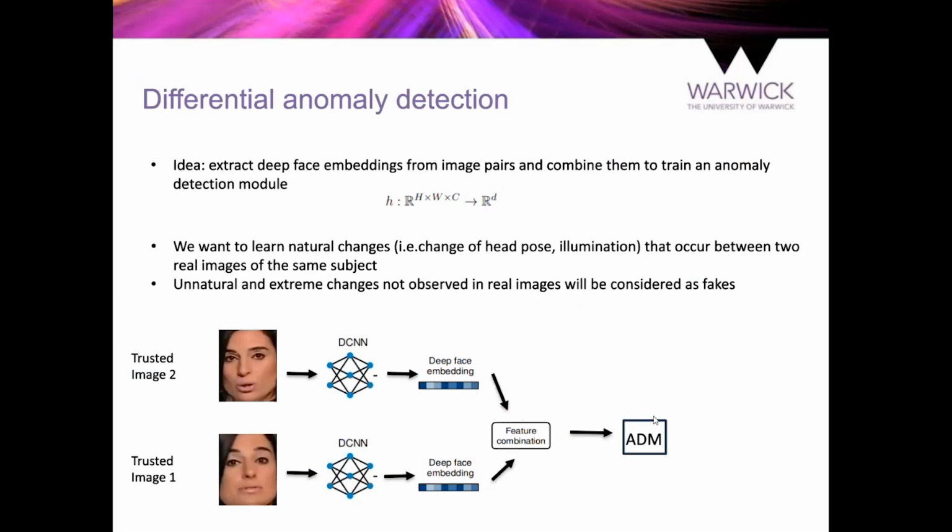So how that looks in training, if we look at the figure below, we have two trusted images of the same person. Then using a deep convolutional neural network, we extract deep face embeddings from those images, we do some sort of feature combination between those vectors, and we use those to train our anomaly detection module. After our anomaly detection module has been trained, then at testing we have again one more trusted image, and now we also have a suspected image that we don't know if it's real or fake. We extract the deep face embeddings from those two images, combine them with our feature combination module, and pass them through the anomaly detection module, which will classify, hopefully correctly, this combined feature space into an anomaly point or a normal point.